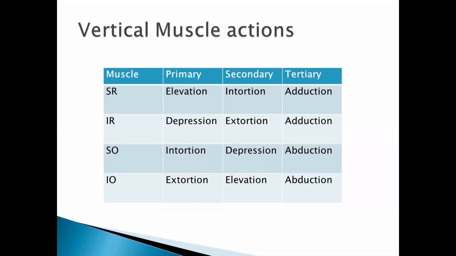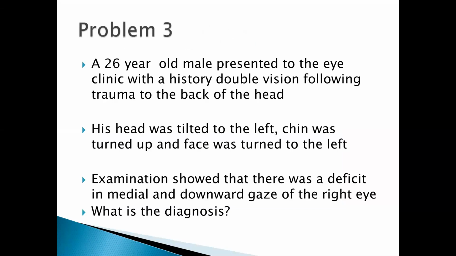Right. So we get back to the problem of our patient. So he has double vision. We'll get back to the problem. Examination showed that there was a deficit in the medial down gaze of the right eye. So when the right eye was trying to look medially and down, there was a problem. Right? So what is the muscle that moves the eye downwards in adduction? When the eye is turned medially, what is the muscle that pulls the eye downwards? Anybody?